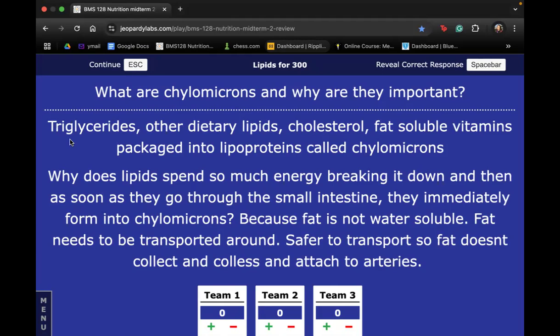It's because fat is not water soluble. You have so much water in your body, especially in blood vessels, where they move around. If there isn't a system in place, the fat is just going to float around everywhere, like in a salad dressing, how the oil rises to the top. So these chylomicrons help them move in an efficient way. And it's safer to transport fats so they don't collect and coalesce and attach to arteries.